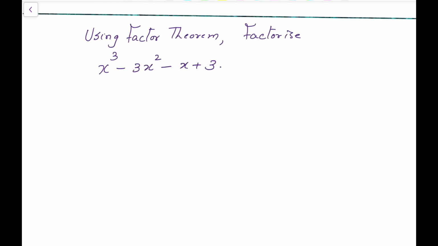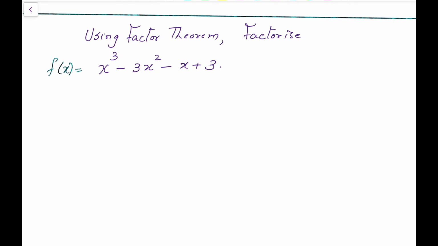Now using the factor theorem, factorize. So we'll write, let f of x be equal to this. In the earlier question they had given you one of the factors; here they have not given you any factors, so you have to find some factors. There are two ways of doing this. One is you will find one factor and do the long division. Since they have specifically asked you to do it using the factor theorem, you will find out all the factors using the factor theorem.